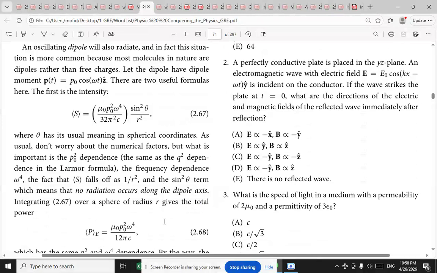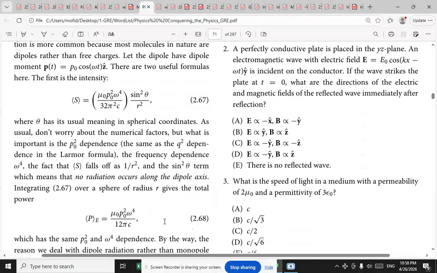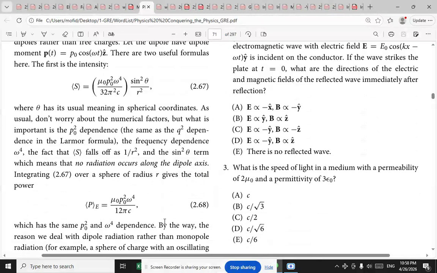The frequency dependence, omega to the power of 4, the fact that S falls off as 1 over r squared, and the sine squared theta term, which means that no radiation occurs along the dipole axis. Integrating the intensity formula over a sphere of radius r gives the total power.